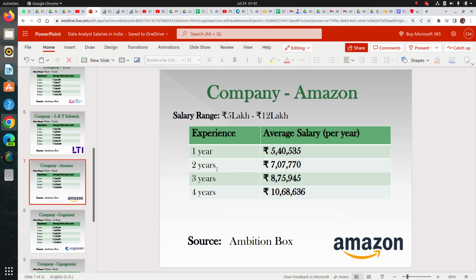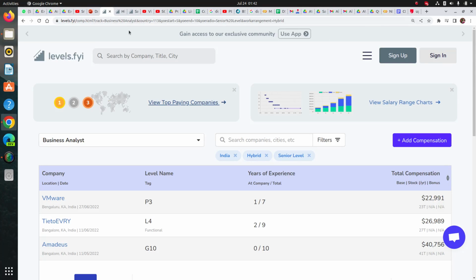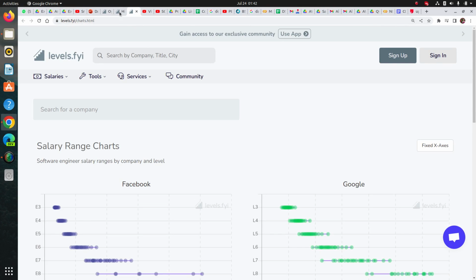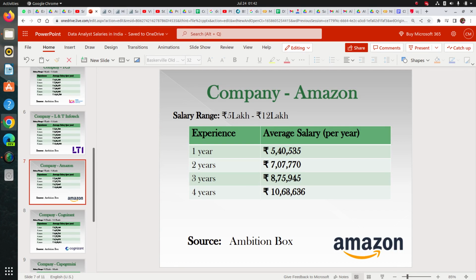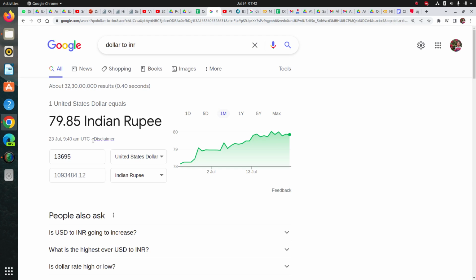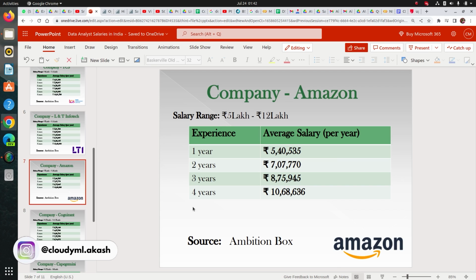Here we have seen Amazon also. We have shown only up to 4 years of experience, and we have already seen in top paying companies that one of them is Amazon, $33,000, which is good. According to our PPT, 4 years is 10 lakhs. Let's see for $33,000. This is 26,34,901. So yes, you can get up to that level based on your years of experience.